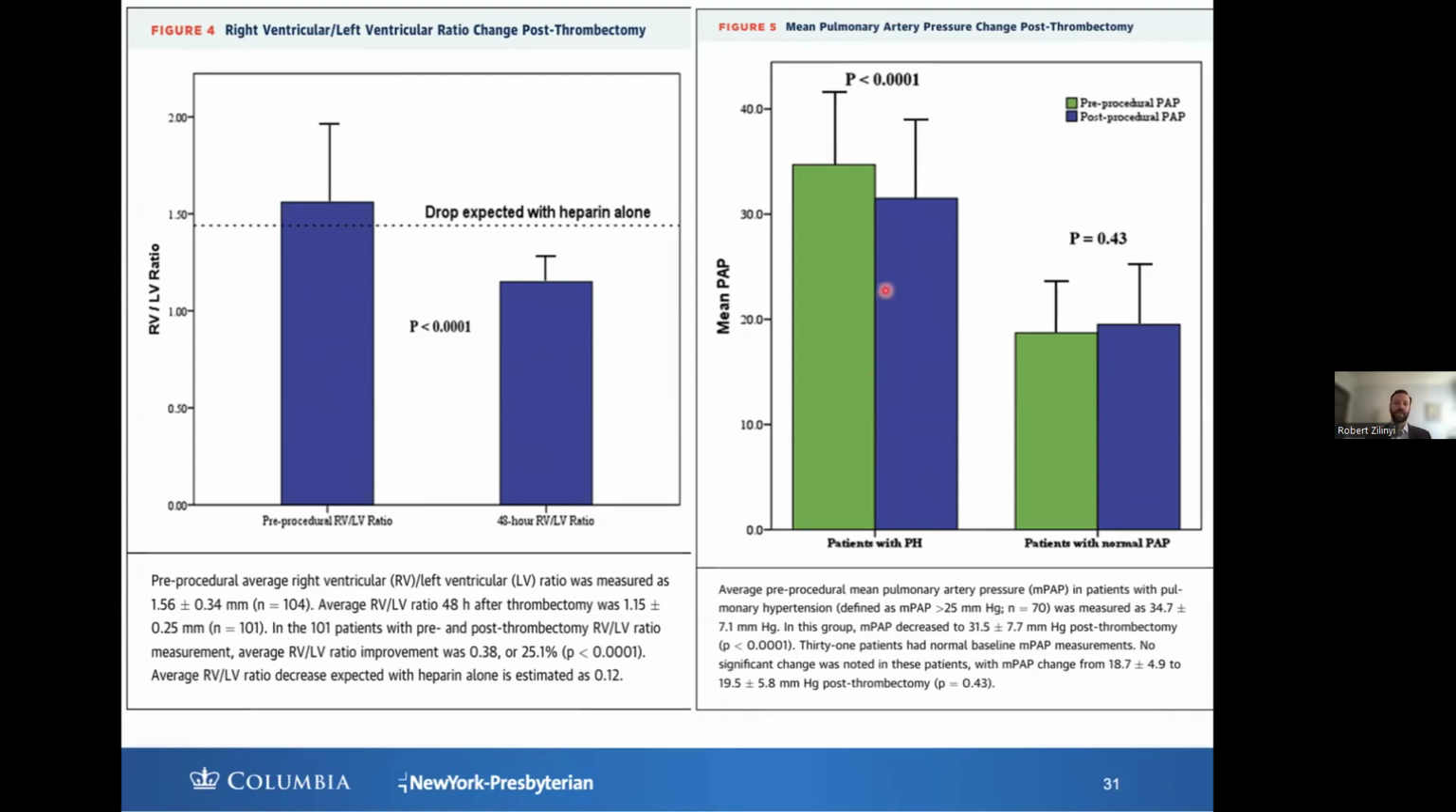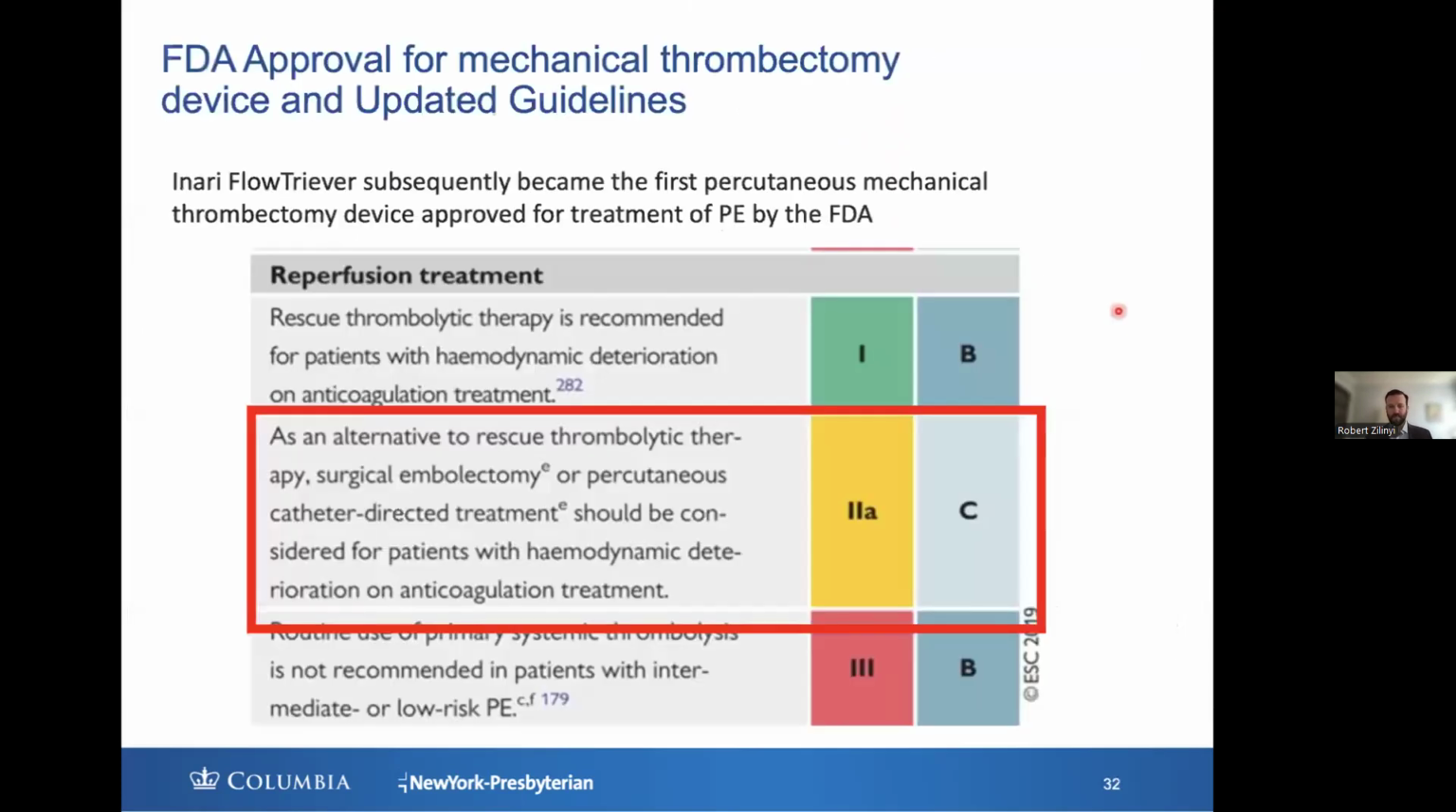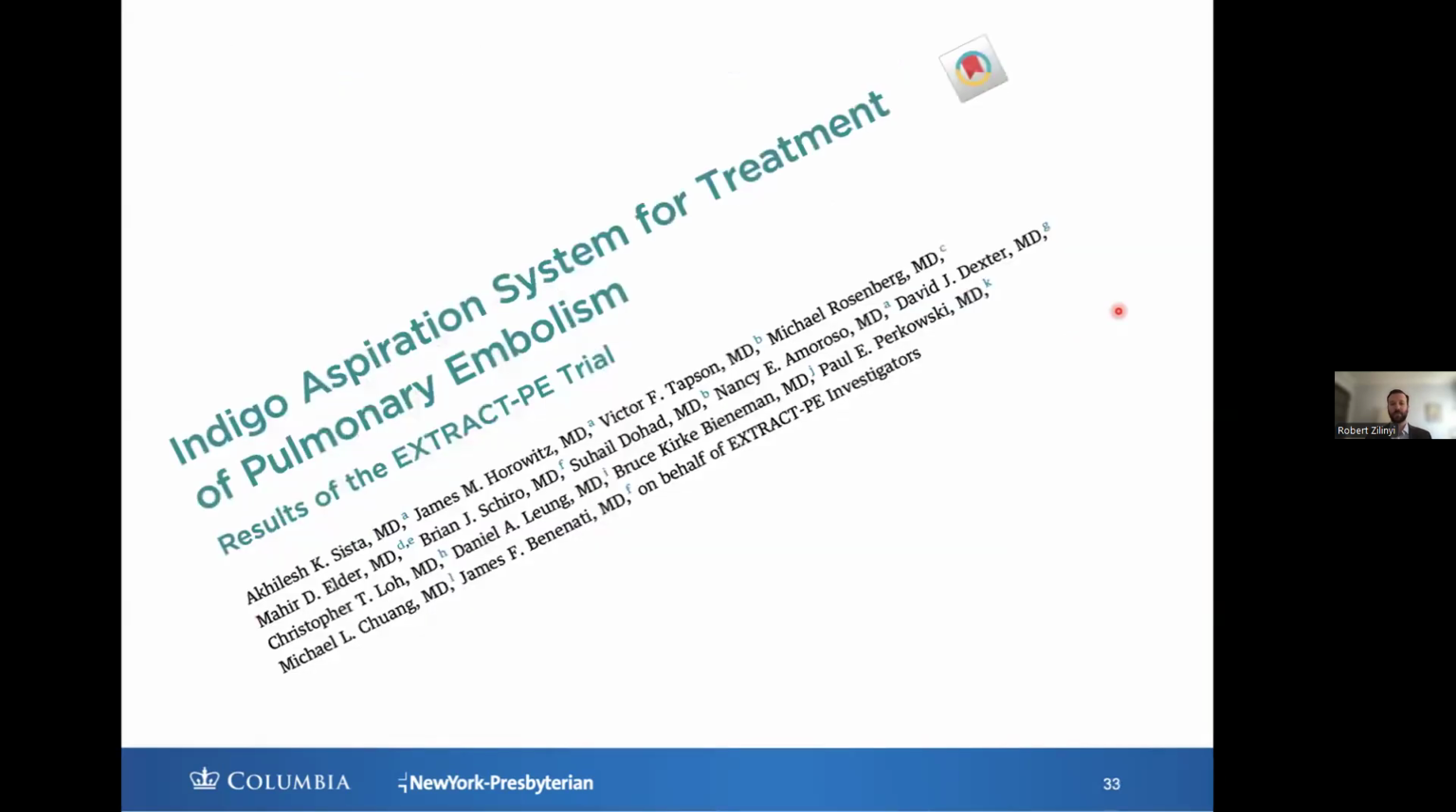And we see on the right here that those who had elevated pulmonary artery pressures had a significant reduction in mean PA pressure pre and post procedure, while those who had normal pressures did not have a significant change. So this was great data that ultimately led to the FDA approval for mechanical thrombectomy devices in the United States and updated the guidelines in the ESC 2019 guidelines. This was given a 2A recommendation for patients with intermediate and high-risk pulmonary embolism, stating that as an alternative to rescue thrombolytic therapy, surgical embolectomy or percutaneous catheter-directed treatment should be considered for patients with hemodynamic deterioration on anticoagulation treatment.